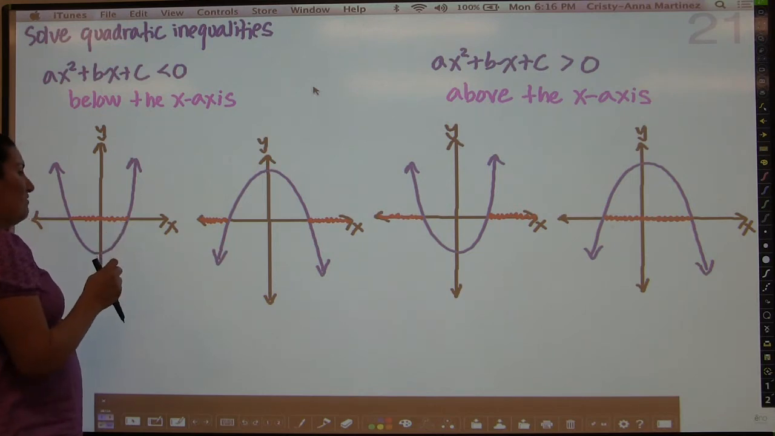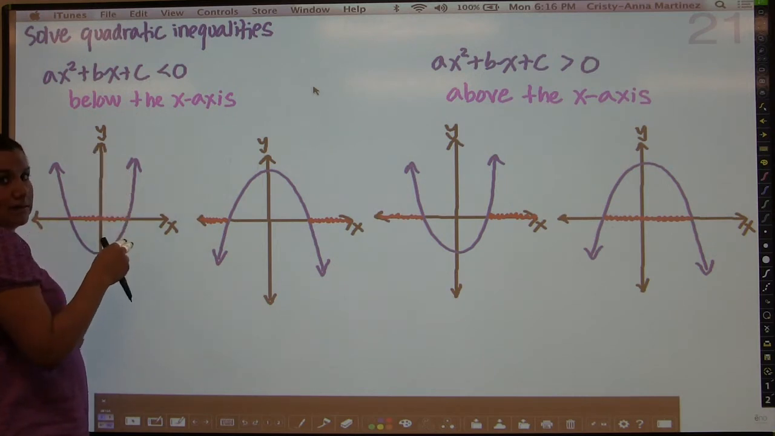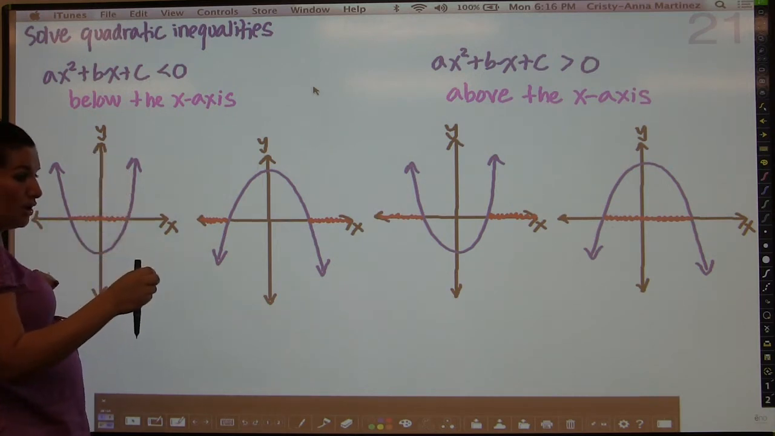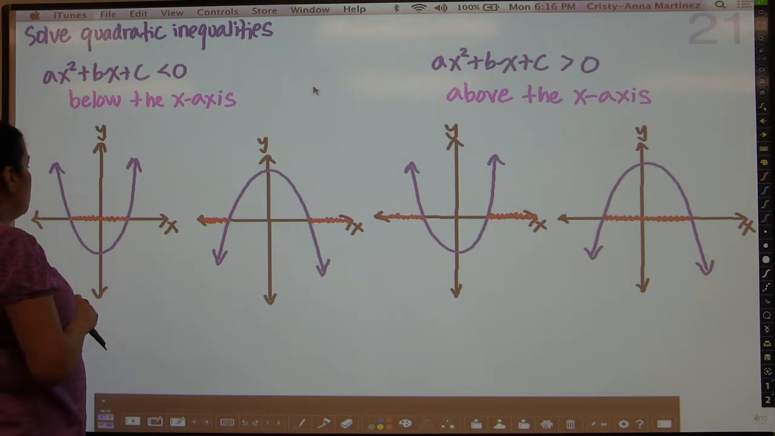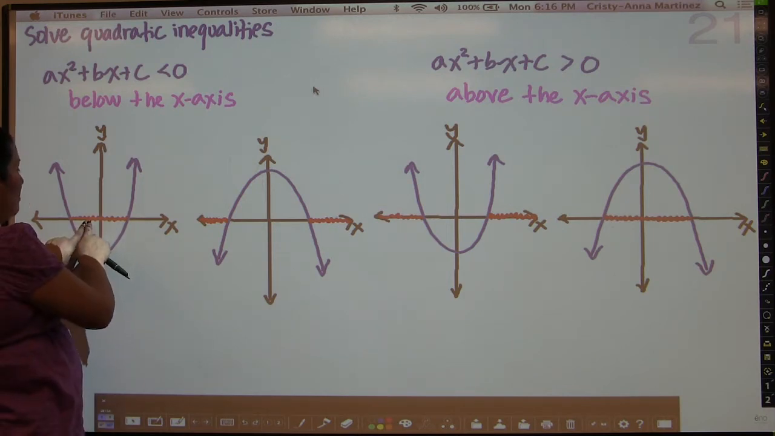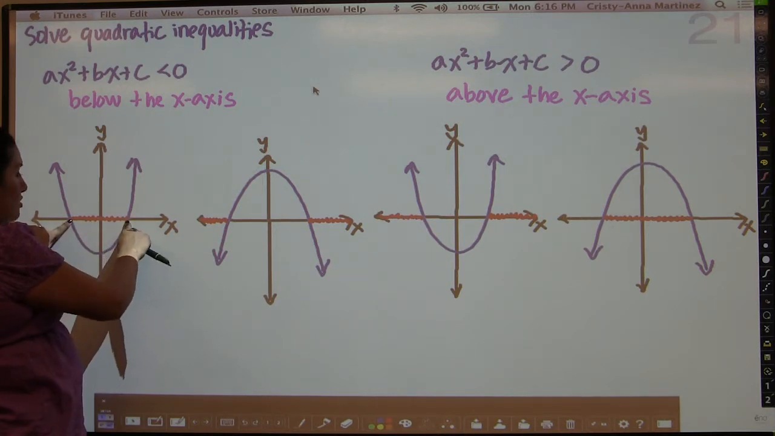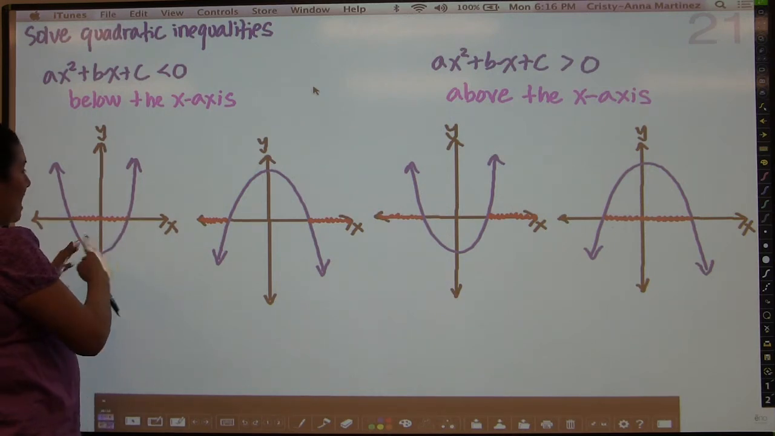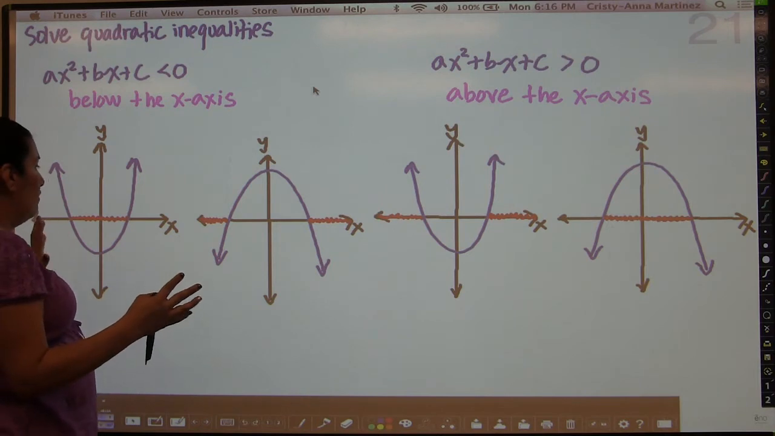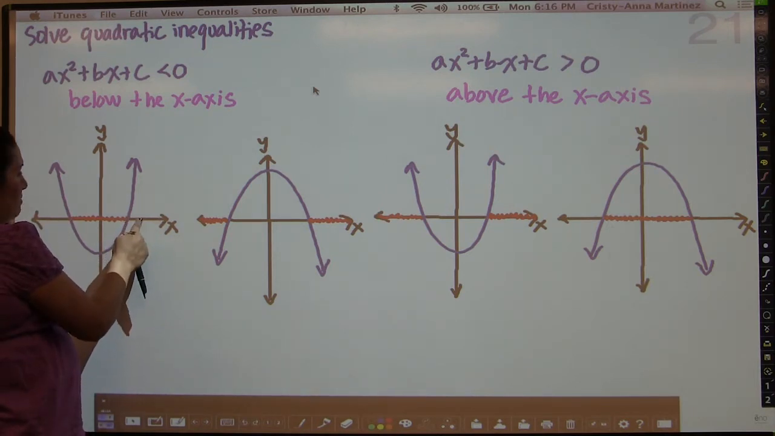But notice that even though we're talking about where the y values are negative, you're going to solve for x. So you want to know what x values are going to give you y values that are negative. So you basically want the x values that are represented by this red portion here. Everything in between these 2 points, and these are the zeros, anything in between these 2 zeros is going to give you a y value that is negative. Anything that is outside of those 2 zeros is going to give you a y value that's positive.